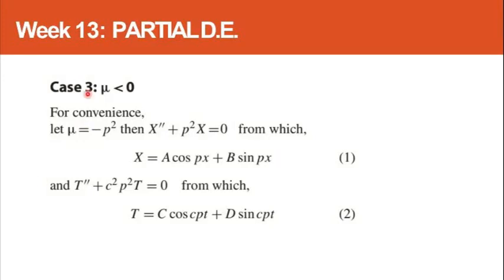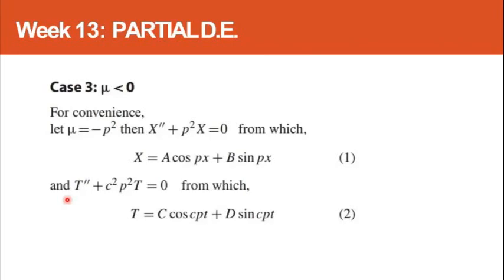So for case 3, which is where u is less than 0, this is what we will use. We have u equal to negative p squared. Then our equation is this: the second derivative of x plus p squared times x is equal to 0. And our first equation, based on this, is x equal to a cosine px plus b sine px.